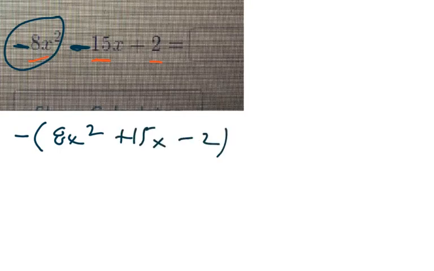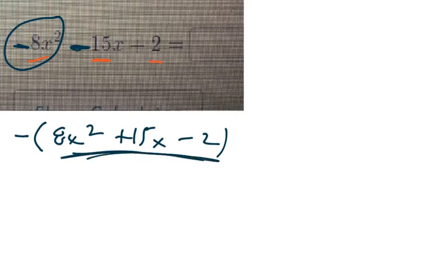So watch this. I'm going to factor out that negative. That means I have a positive 8x squared now. I have a plus 15x. I have a minus 2. And again, if you want to check, there's my negative 8x squared. There's my minus 15x. There's my plus 2. Okay? So now that I have the negative out of my way, it's still there, guys, but we're not going to work with it right now.